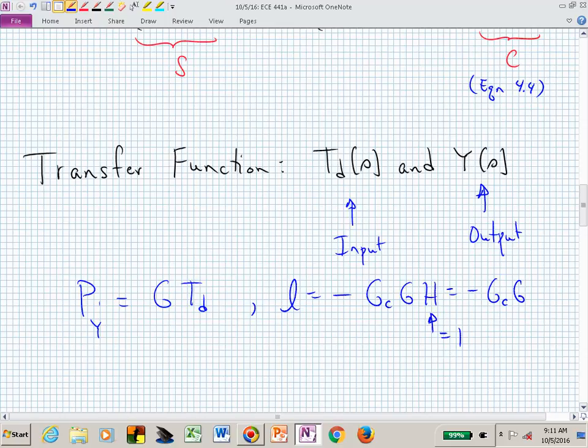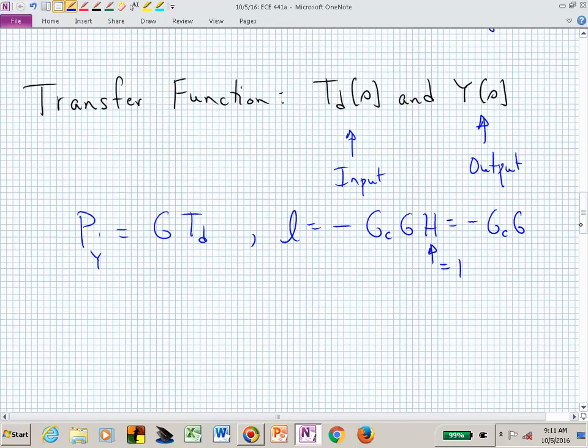Now what do we do with Mason's gain? Now I'm using delta in many different ways, aren't I, today? Right now I'm using it for the determinant. How do we compute the determinant associated with that transfer function? 1 minus the sum of the loops, and we only had 1, so we have a minus G sub C G, and I said we would maybe call that L. That's now 1 plus L.